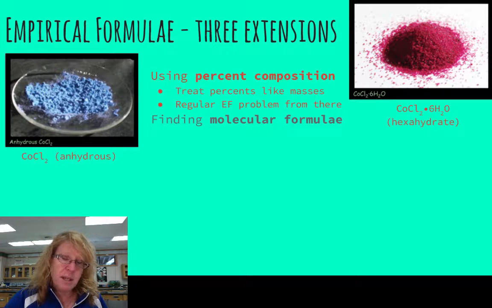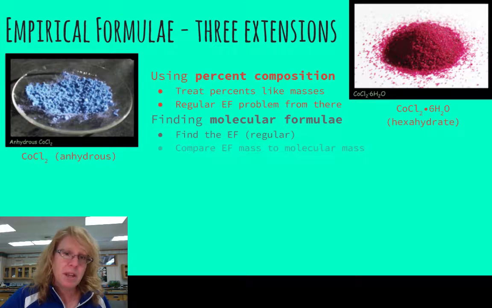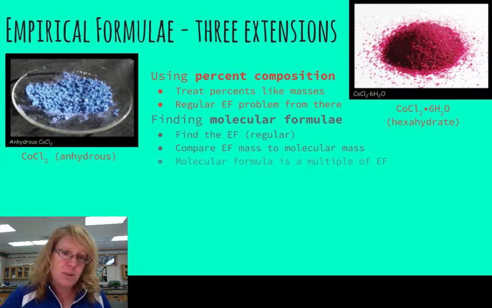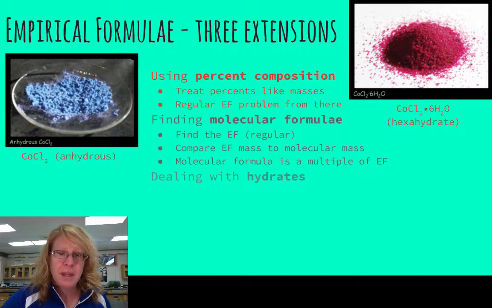The second extension of this is being able to scale up and go from an empirical formula to a molecular formula. Once you've found that empirical formula, once you know what that mass is, you're just trying to find a multiple of that mass to get to the molecular mass. Is it 2 times? Is it 3 times? Is it 4 times? And then that multiplier is what you're going to apply to the formula. If the mass was 2 times as much, then the formula is twice as much. If the mass was 3 times as much, then the formula is 3 times as much. It's actually pretty straightforward. And then the last one, again, is this lab skill about dealing with hydrates.